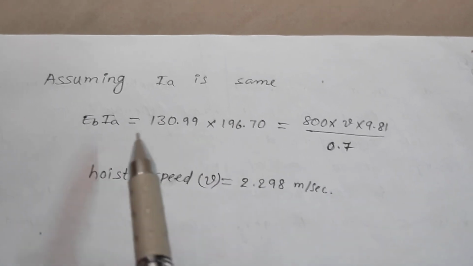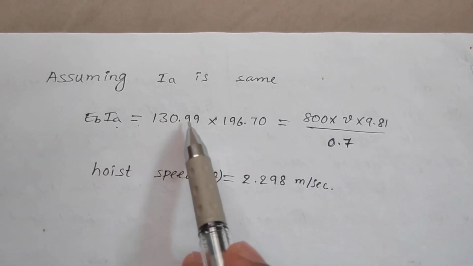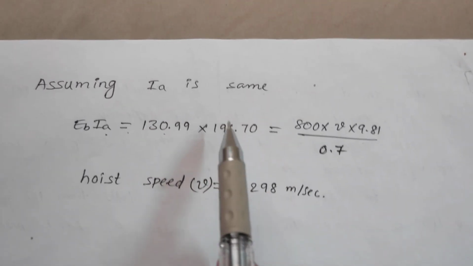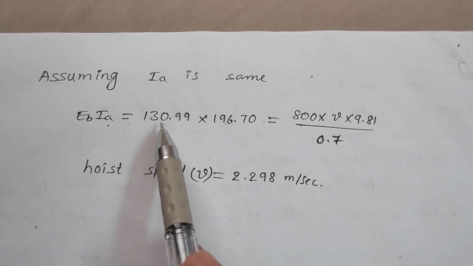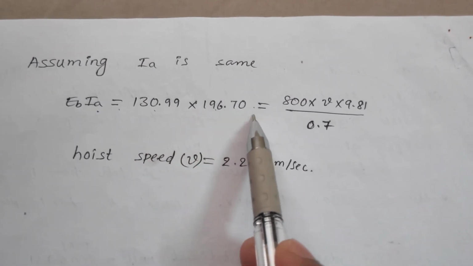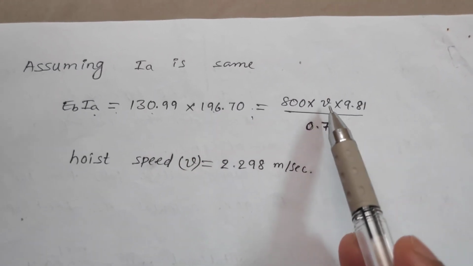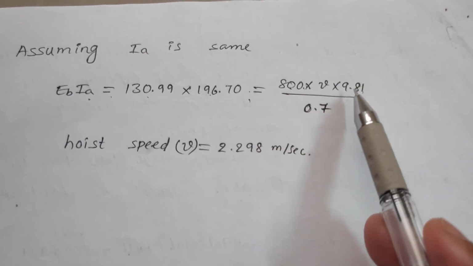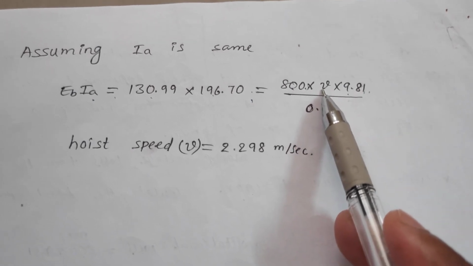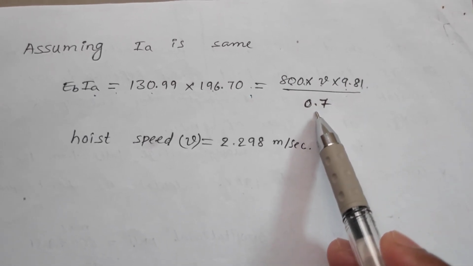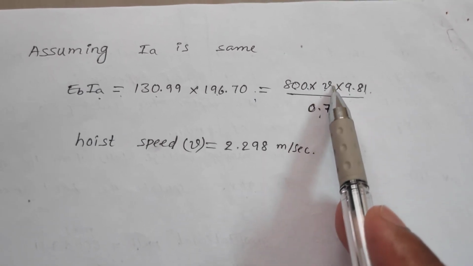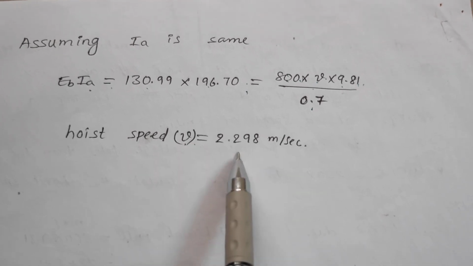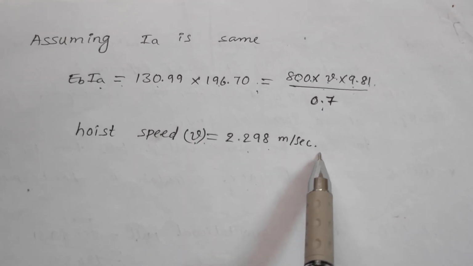Assuming that IA is the same, EB into IA, that is 130.99 into 196.70, is equal to F into V, where F is mg, 800 into 9.81, into the corresponding new velocity, divided by the efficiency. By solving this equation, V is the only unknown, and we get the hoist speed V equal to 2.298 meters per second.